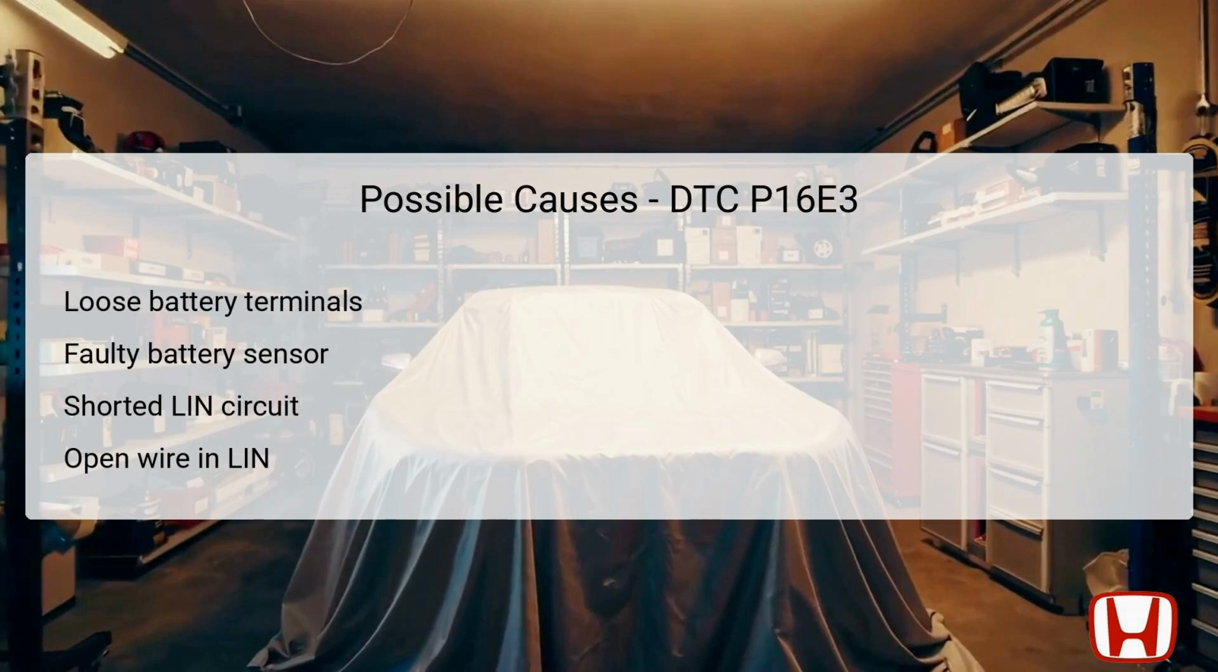There are several potential causes for the P16E3 DTC. Firstly, loose battery terminals can disrupt the communication between the battery sensor and the PCM, leading to intermittent data transmission issues. Secondly, a faulty battery sensor may fail to correctly monitor battery parameters, which could cause the PCM to trigger a communication error. Another possibility is a shorted LIN circuit, which might occur due to damaged wiring or connectors that cause unwanted connections. Additionally, an open wire within the LIN can also prevent the necessary communication signals from being transmitted, triggering the DTC. Each of these potential causes must be addressed to ensure proper functionality and reliability of the vehicle's electrical and engine management systems.